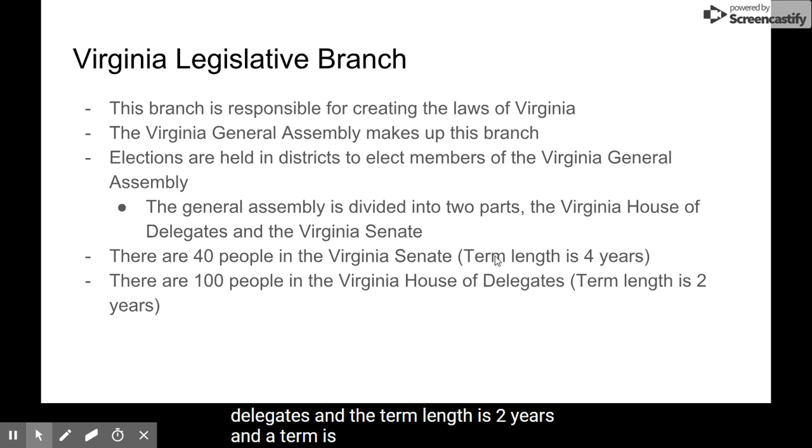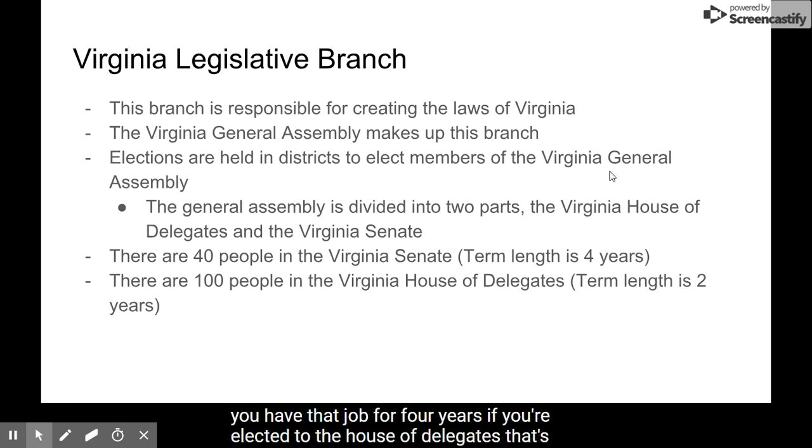And a term is just how long you're in office for. So if you're elected to the Virginia Senate, that's a 4-year position. You have that job for 4 years. If you're elected to the House of Delegates, that's 2 years.